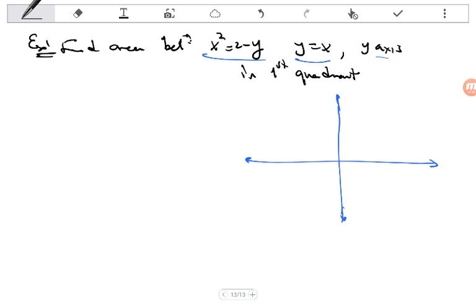It's better to make the graph with two colors to differentiate or to make a difference between the boundaries of the curves and the axes. So you don't consider the axis as one of the bounding curves.